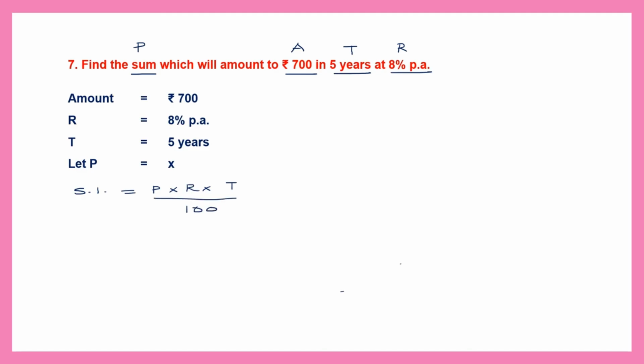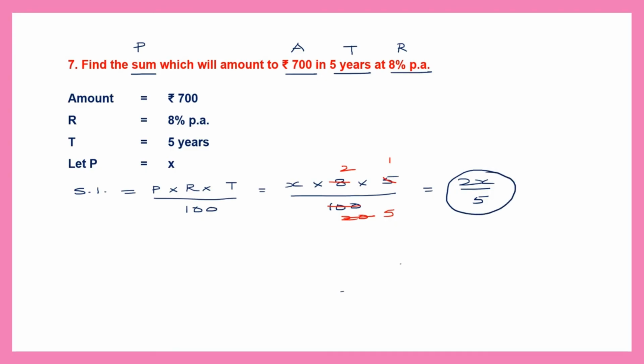PRT by 100. So let's substitute. For P, we are going to write X into R is 8% per annum, that is 8. Time is 5 years divided by 100. Now let's cancel. We can cancel 5 and 100. 5 1s are 5, 5 2s are 10, 20. Now we can cancel 8 and 20 by 4. 4 2s are 8, 4 5s are 20. So here what do we get? Here 2 into X is 2x by 5. So this is how we've got for simple interest. So 2x by 5 is the simple interest.